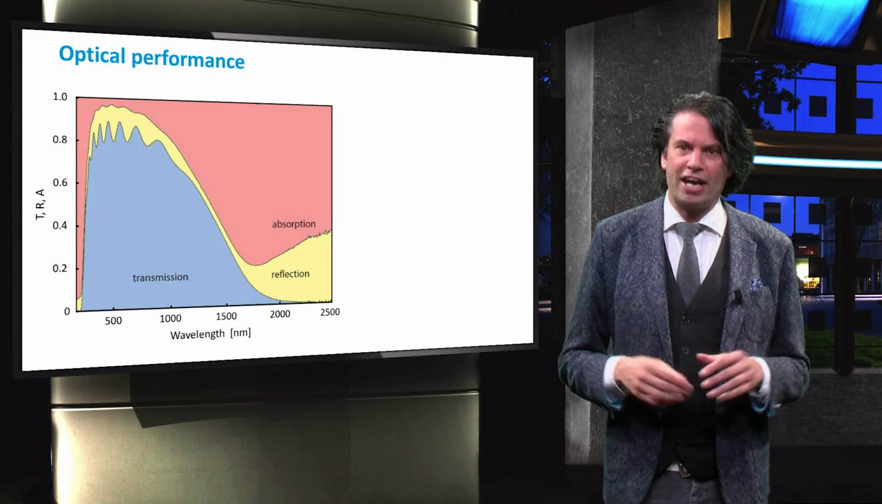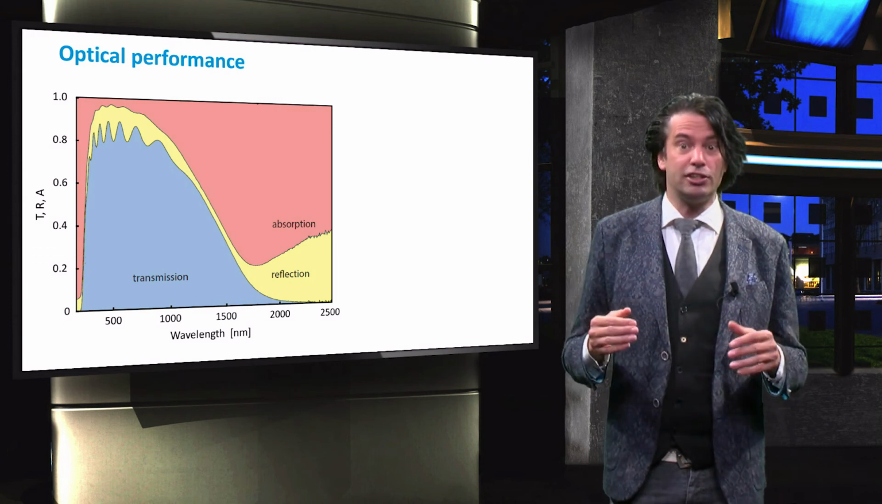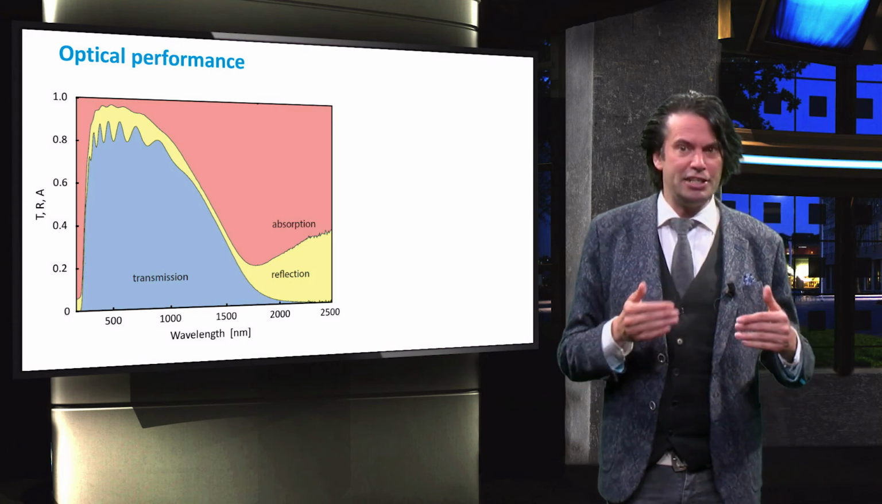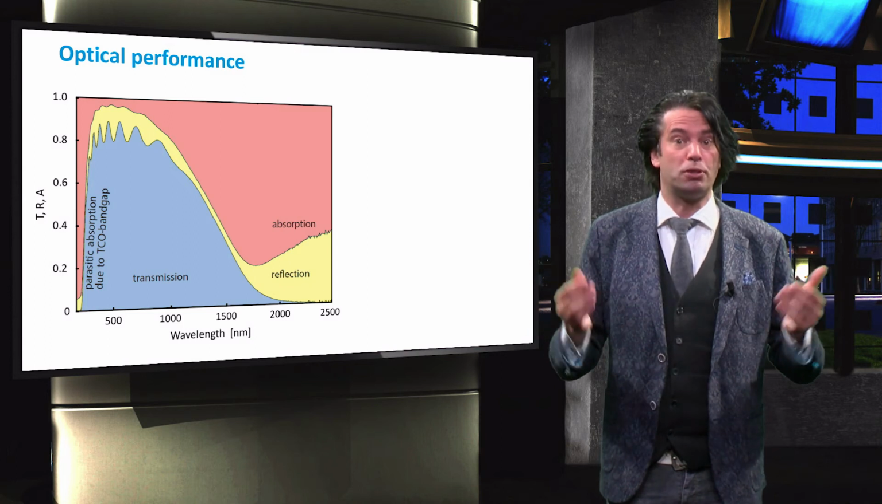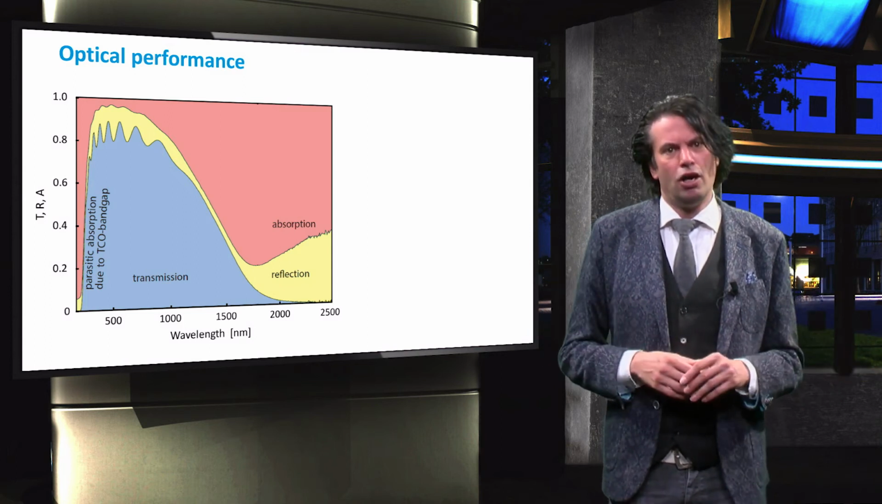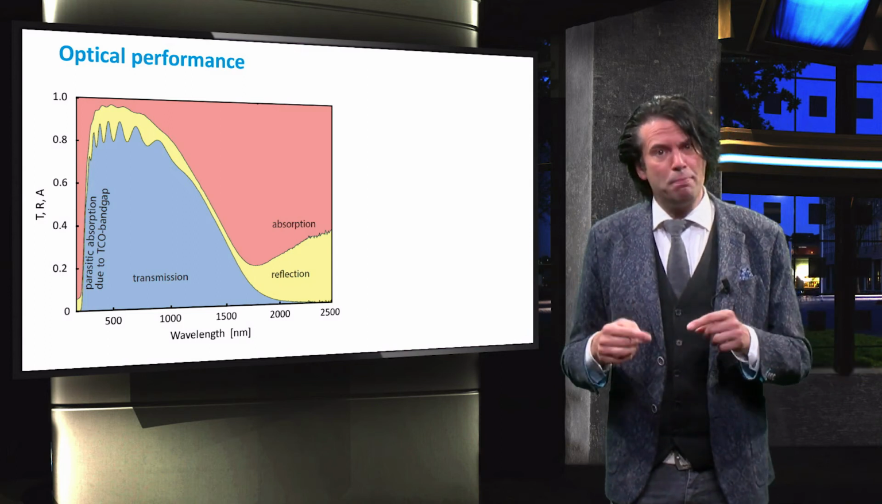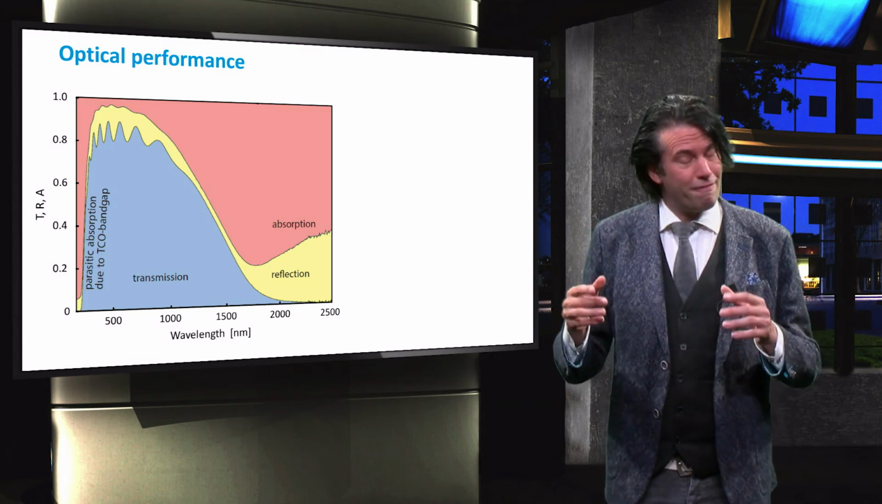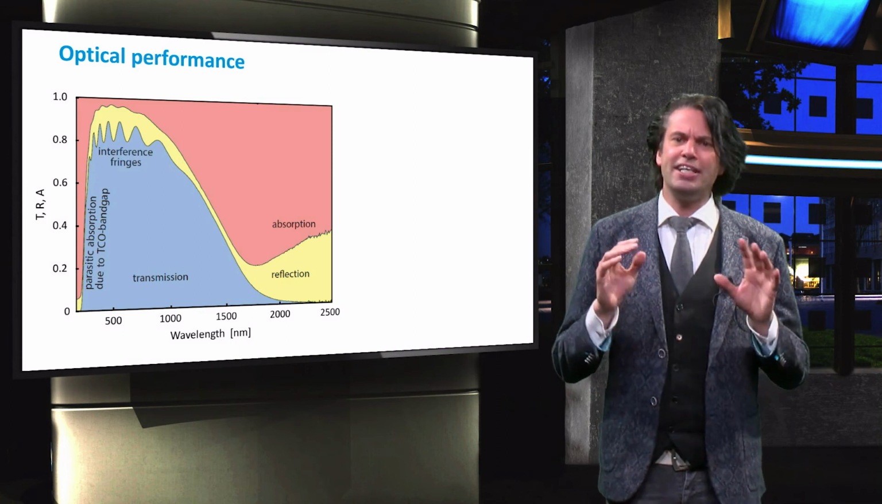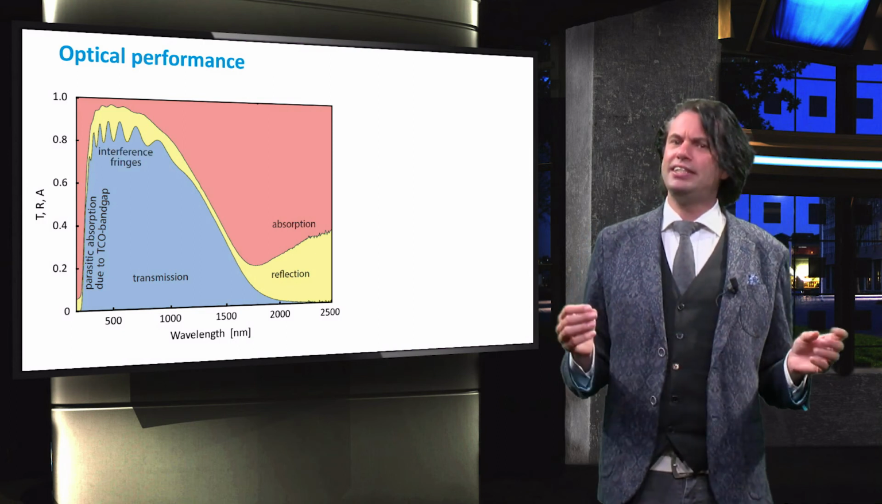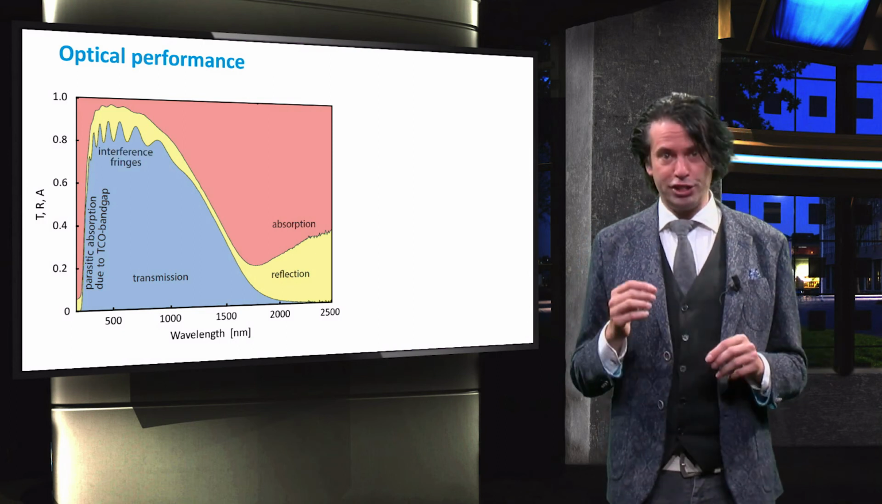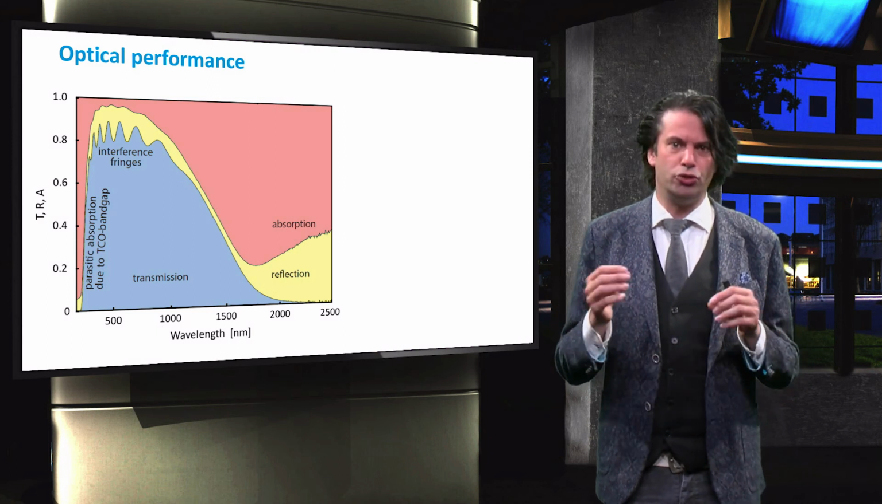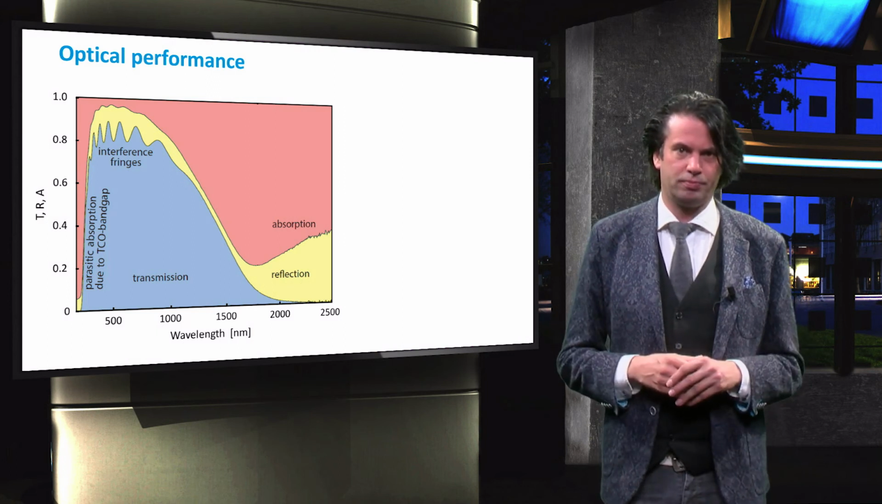For short wavelengths, the photon energy exceeds the TCO bandgap energy, leading to very high absorption by the TCO layer. For energy below the band gap energy, the transmission through the TCO is very high. In this part of the spectrum, we can see the interference fringes of the TCO layer that can be used to determine the layer thickness.